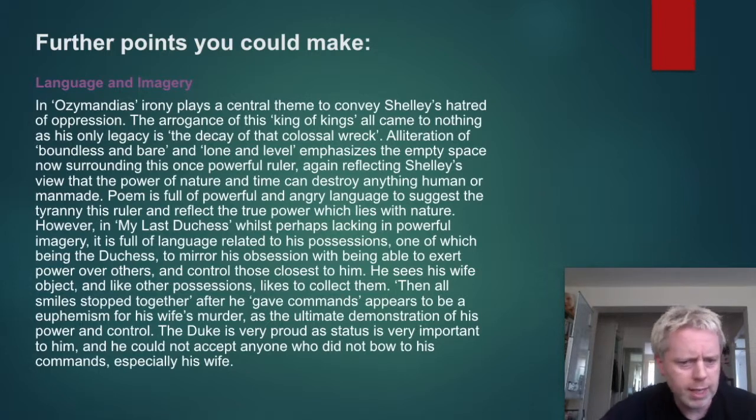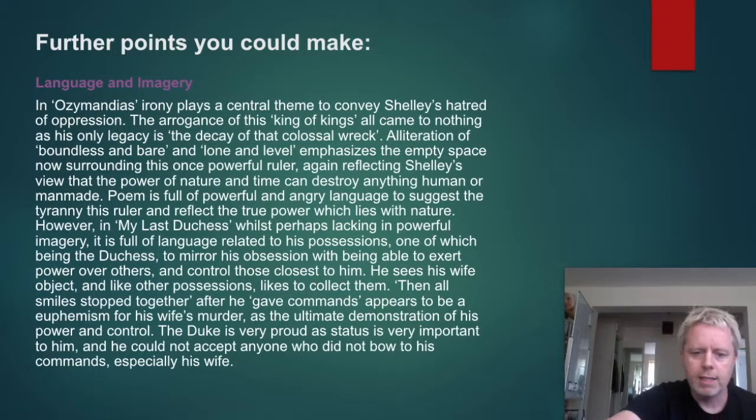'Then all smiles stop together.' It is quite cold, dark, and 'I gave commands' appears to be a euphemism for his wife's murder, as the ultimate demonstration of his power and control. The Duke is very proud, as status is very important to him, and he could not accept anyone who did not bow to his commands, even his wife.